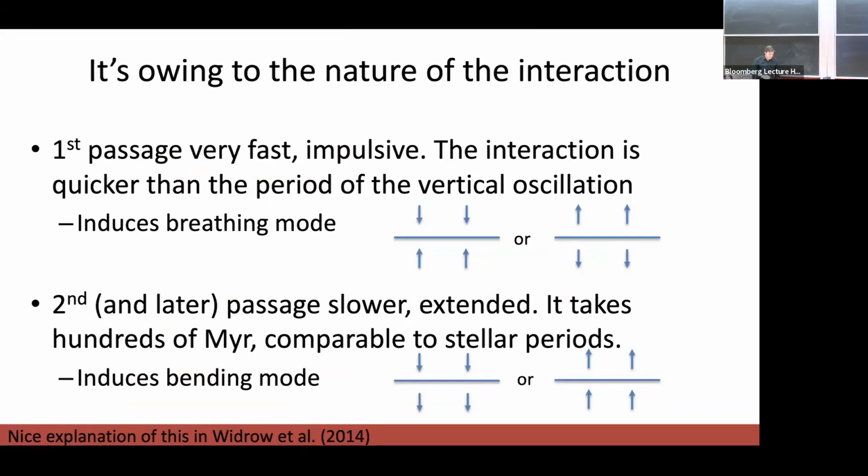And then the second passage and later passages are again slower and more extended. They sweep under the disk, take a few hundred million years, and they induce something that's called a bending mode, where the stars are moving down and up like that together.